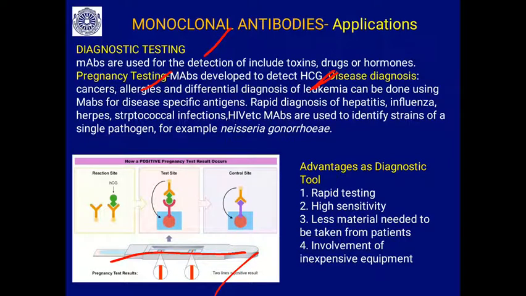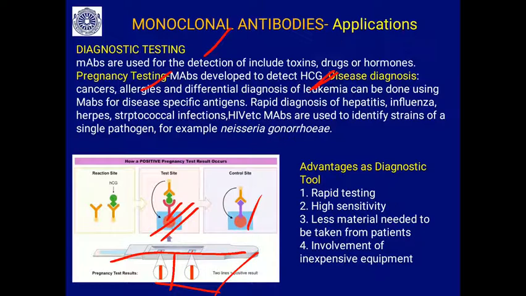So the urine is placed, and if the urine contains HCG, there is an immobilized antibody, and when this antigen binds to it, a colored stripe develops in the test site. Then it is confirmatory. If there are two such stripes, then the test is confirmed. This is how the pregnancy test works. A test kit will come with it.